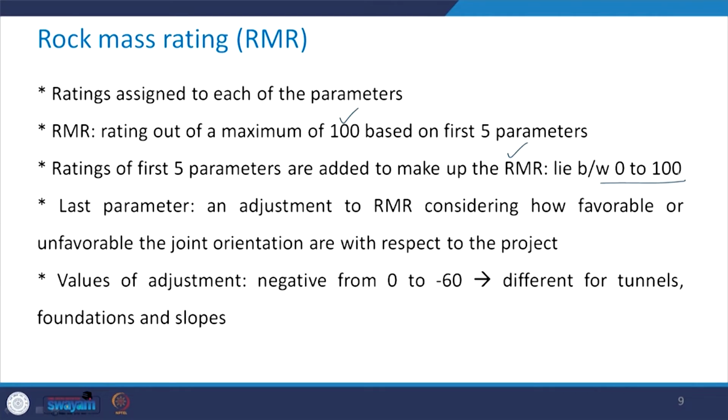The values of these adjustments are negative and vary from 0 to minus 60. These values are different for tunnels, foundations and slopes. So we have different adjustment values for each of these structures.